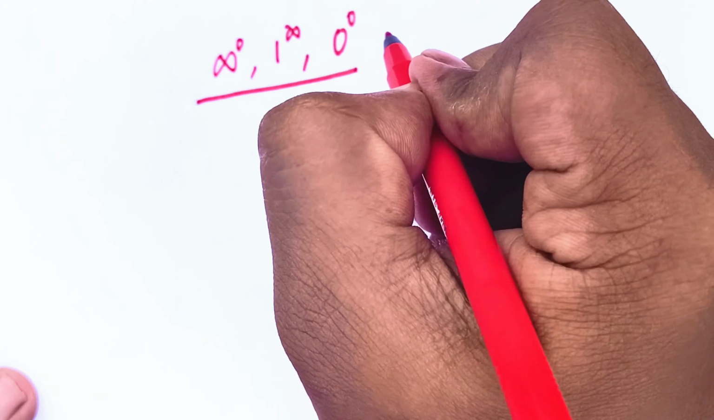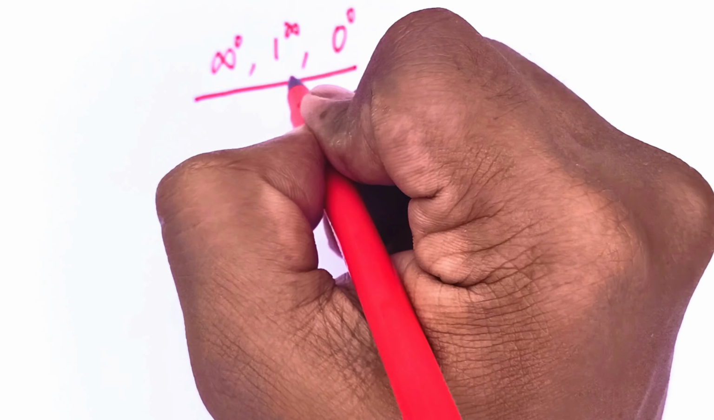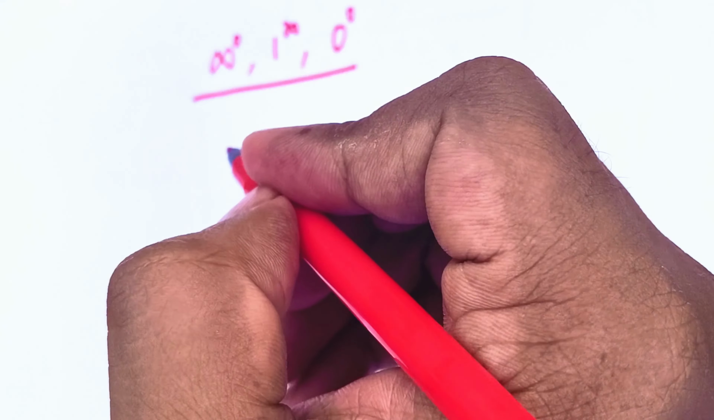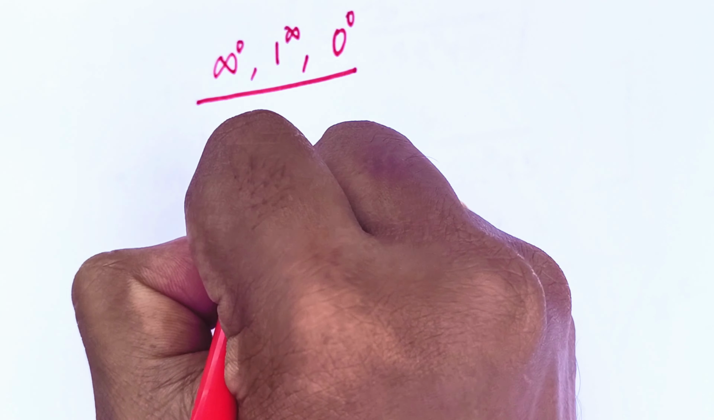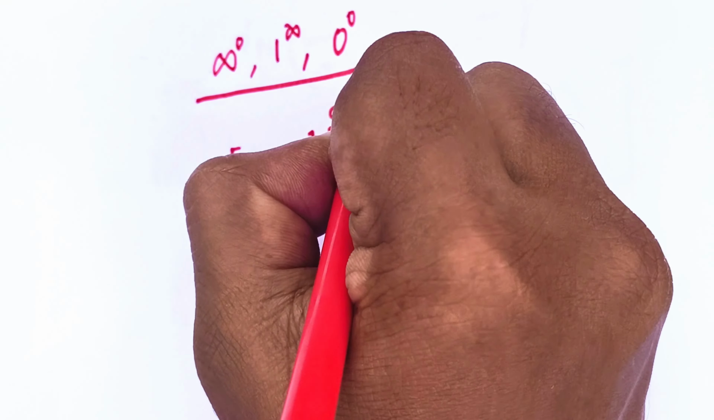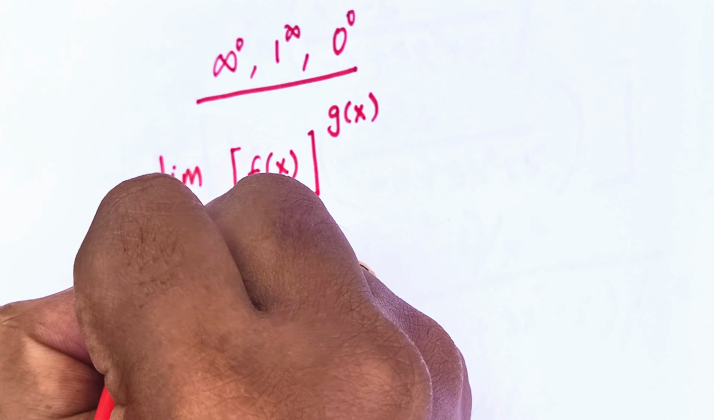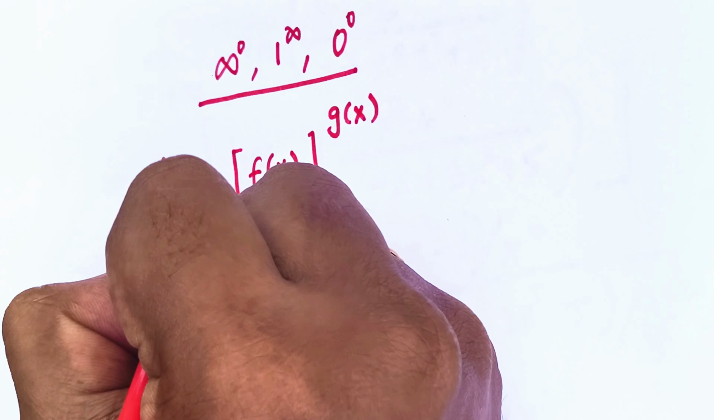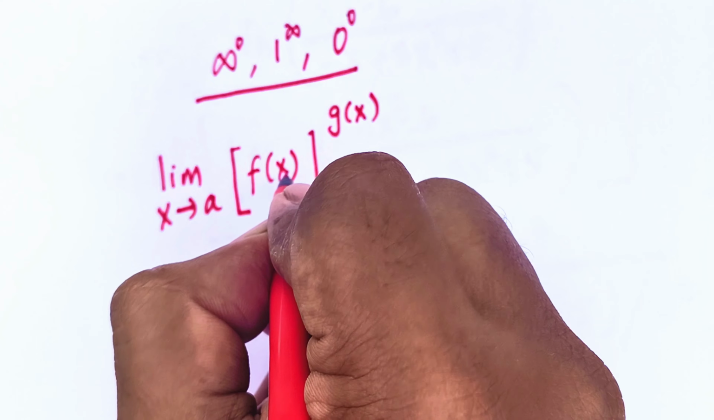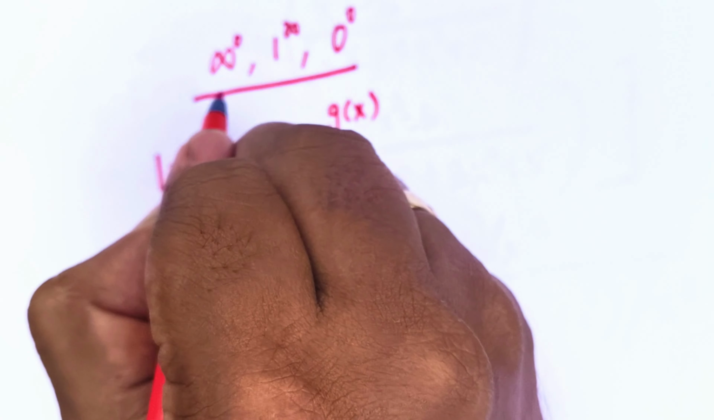Indeterminate powers are infinity to the power 0, 1 to the power infinity, and 0 to the power 0. And we will deal with all these indeterminate forms in a common way. What do we have? We have a function to the power of another function, and we want to find its limit when x approaches some number a. And when you plug in the value of x as a, you get one of these forms.